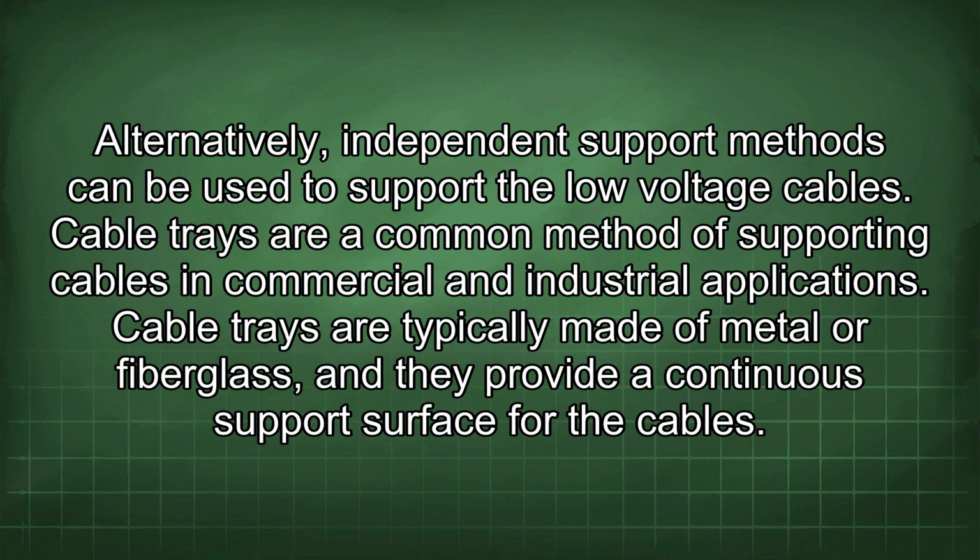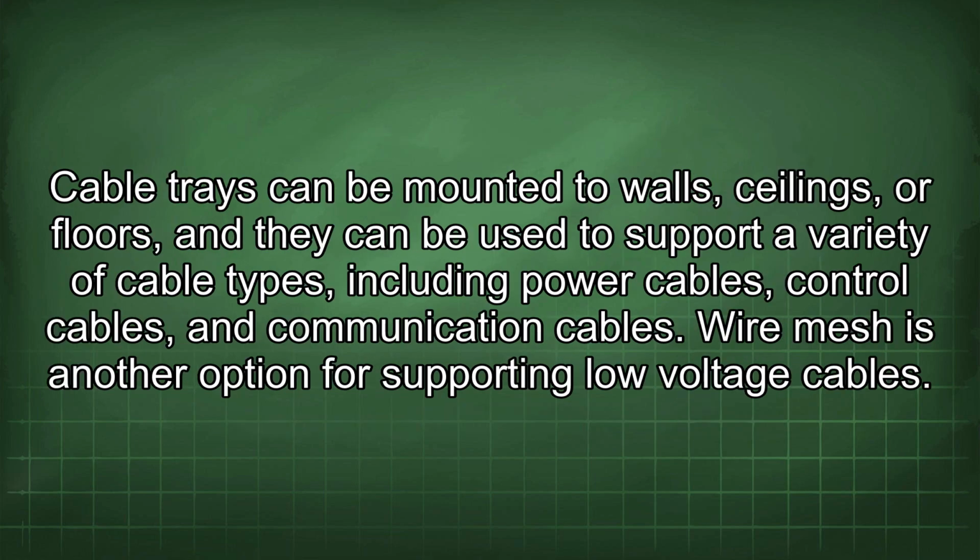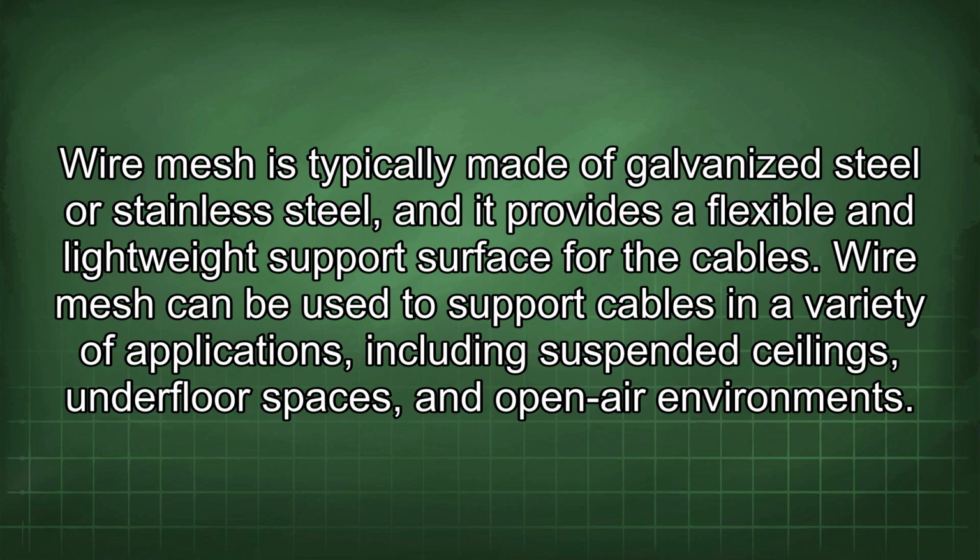Cable trays are a common method of supporting cables in commercial and industrial applications. Cable trays are typically made of metal or fiberglass, and they provide a continuous support surface for the cables. Cable trays can be mounted to walls, ceilings, or floors, and they can be used to support a variety of cable types, including power cables, control cables, and communication cables. Wire mesh is another option for supporting low voltage cables. Wire mesh is typically made of galvanized steel or stainless steel, and it provides a flexible and lightweight support surface for the cables.